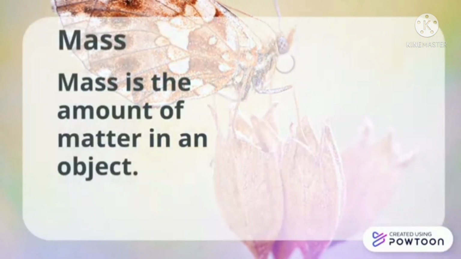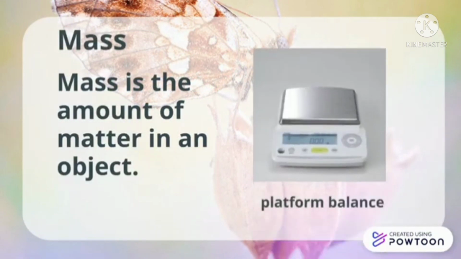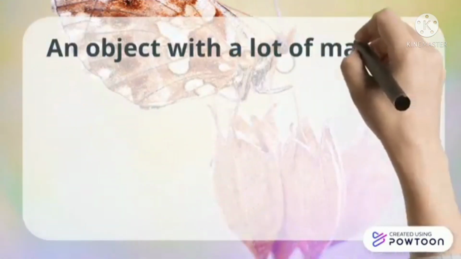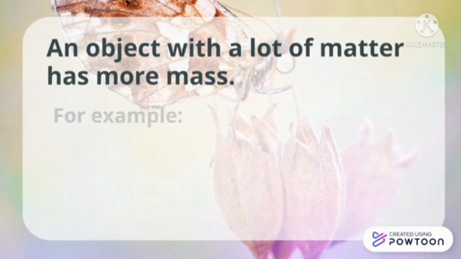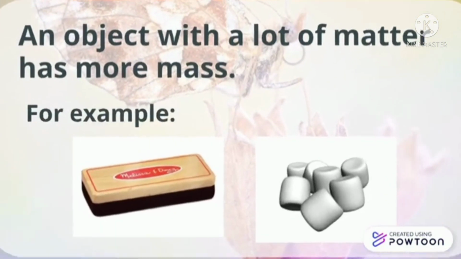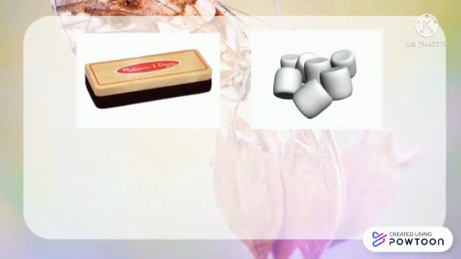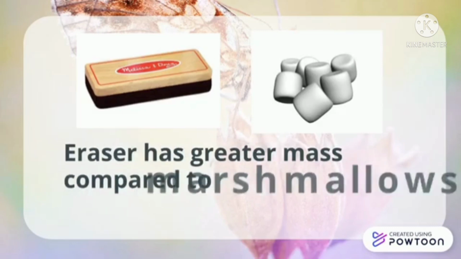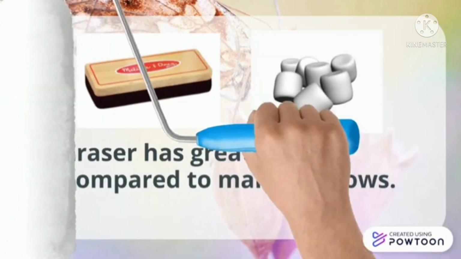Mass is the amount of matter in an object. We can use the platform balance to get the mass of a solid. An object with a lot of matter has more mass. For example, which of the following has more mass? When you compare these two objects, marshmallows are lighter than the eraser. Thus, eraser has greater mass compared to marshmallows.